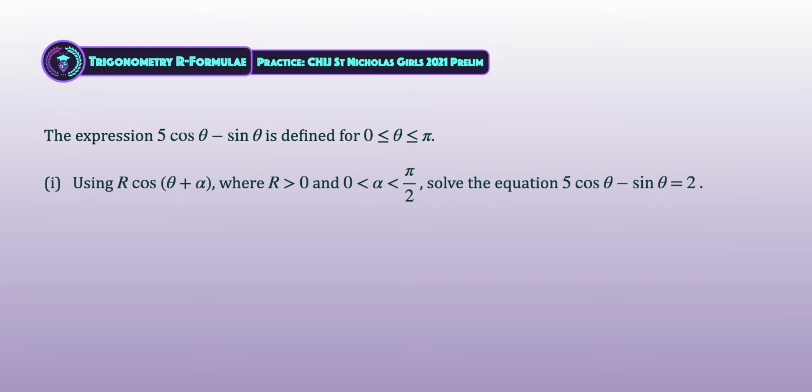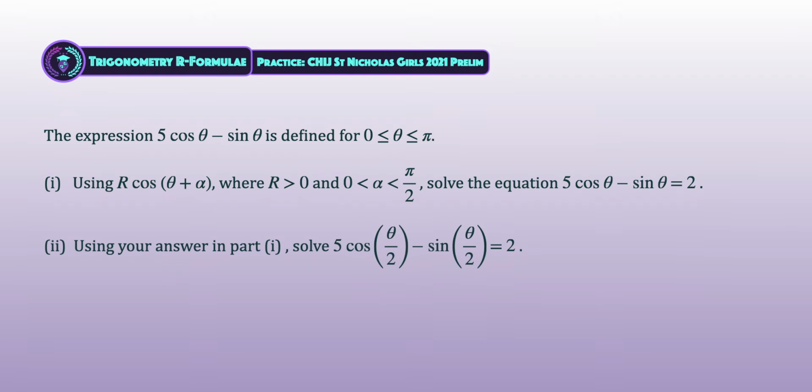Let's try another similar question for Trigonometric R-Formula. Given that 5 cosine theta minus square root of 1 sine theta is defined for the range of theta from 0 to pi inclusive, using r cosine theta plus alpha, where r is positive and alpha is acute, solve 5 cosine theta minus sine theta equal to 2. Hence, solve 5 cosine half theta minus sine half theta equal to 2.